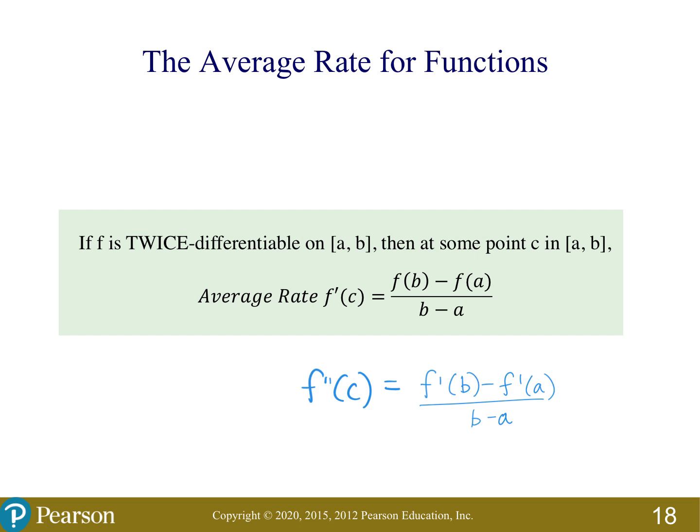What if it was thrice differentiable? Then what would that look like? Then do it again. Then the third derivative would be equal to the subtraction of the second derivative, over b minus a. So all of that is true. It would still be b minus a, because that doesn't have any f on it. So that doesn't impact it at all.